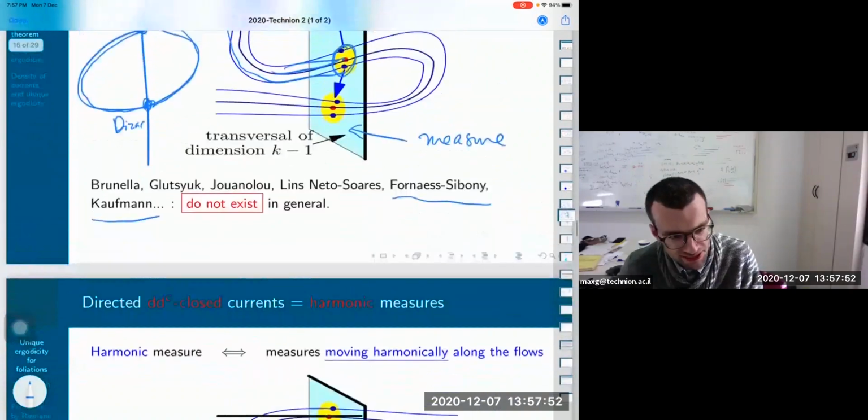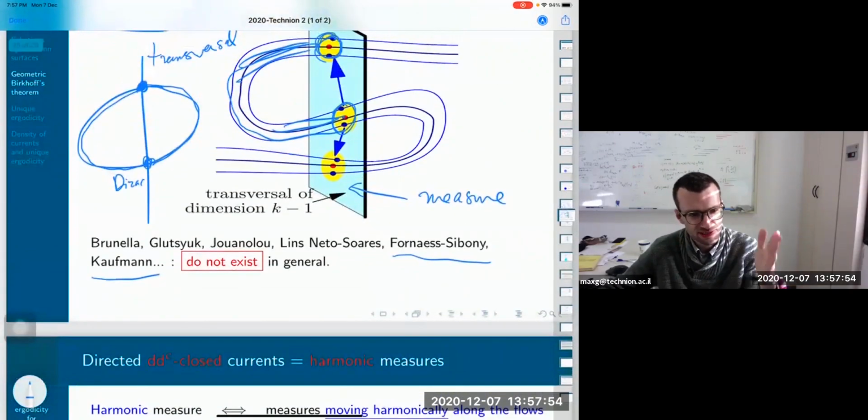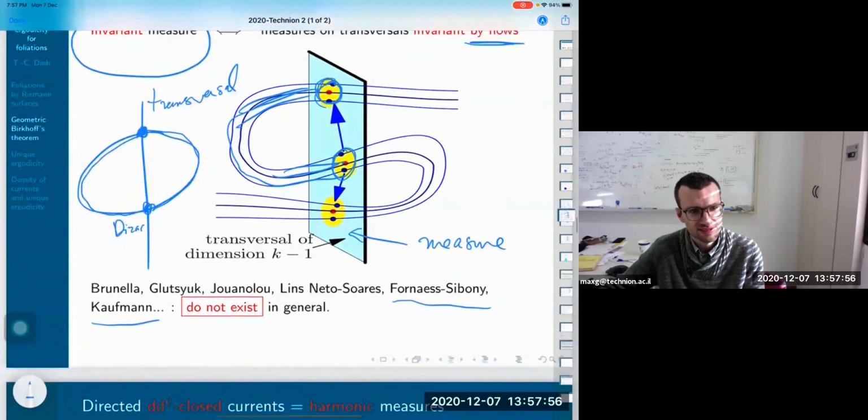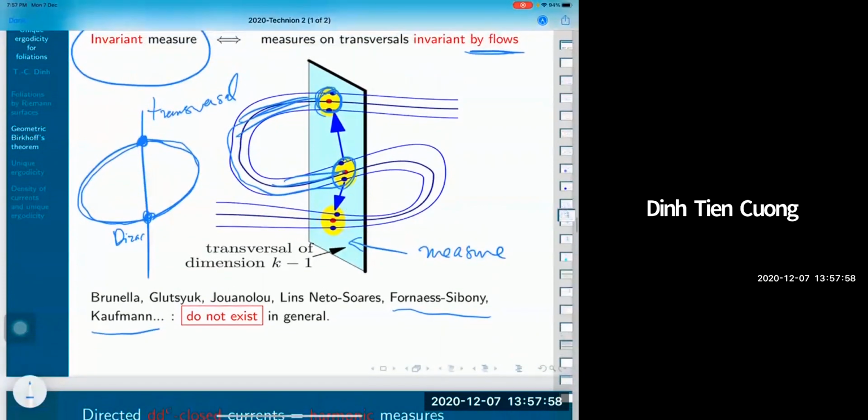So the invariant measure is on the bigger space or on the transversal? Actually, it's a global object. You can define it globally, but I try to give you some intuition about this.